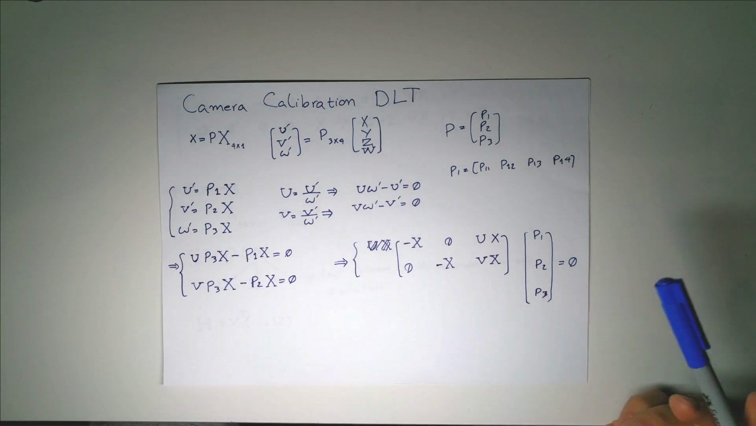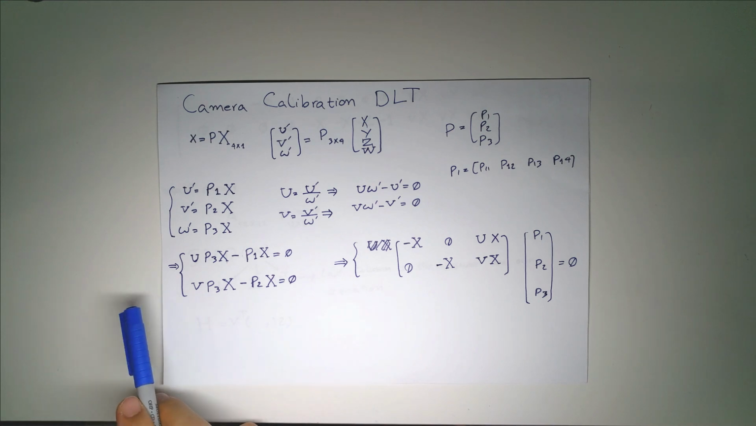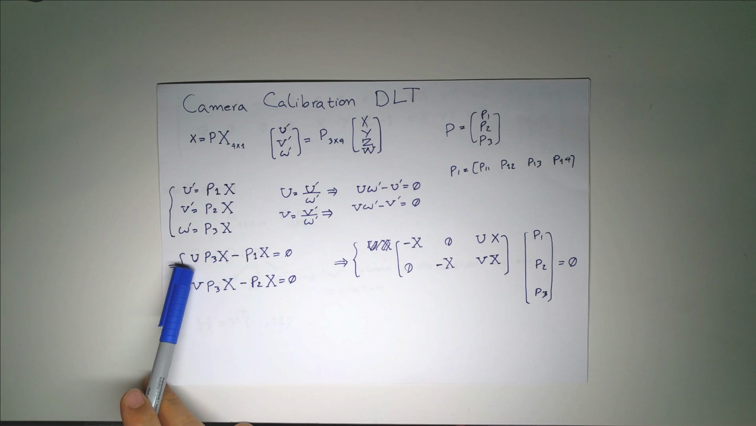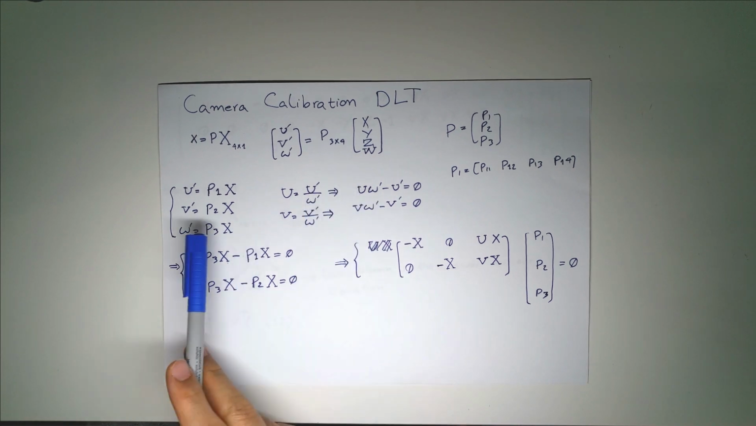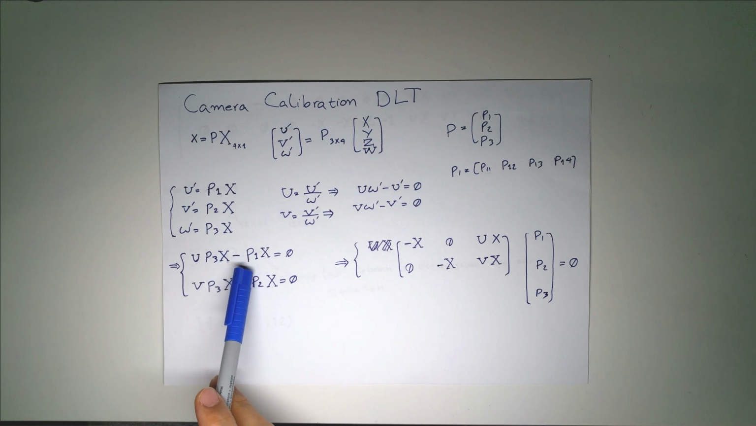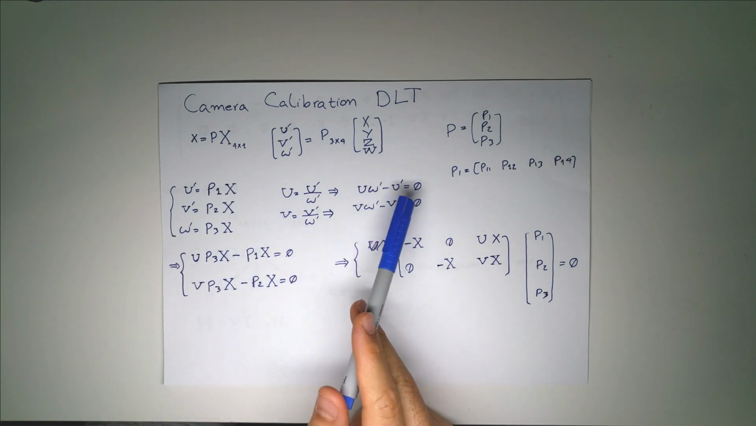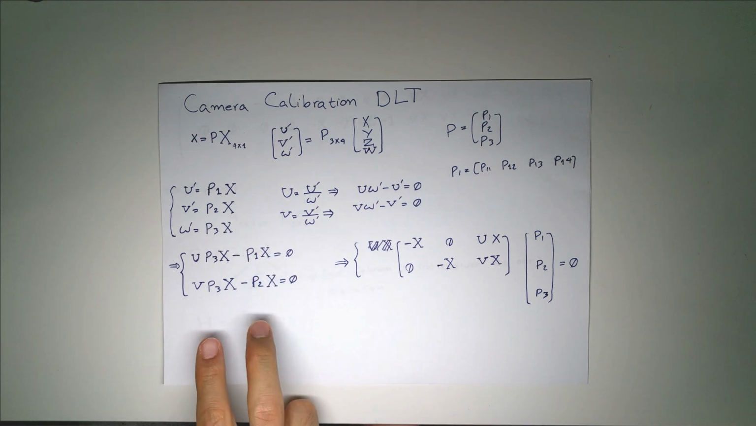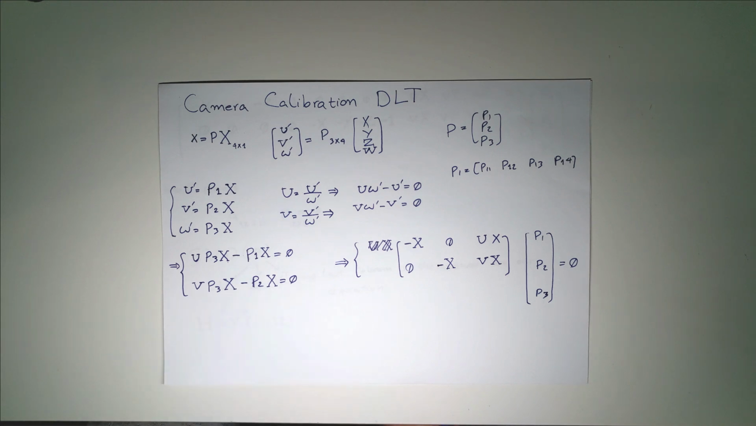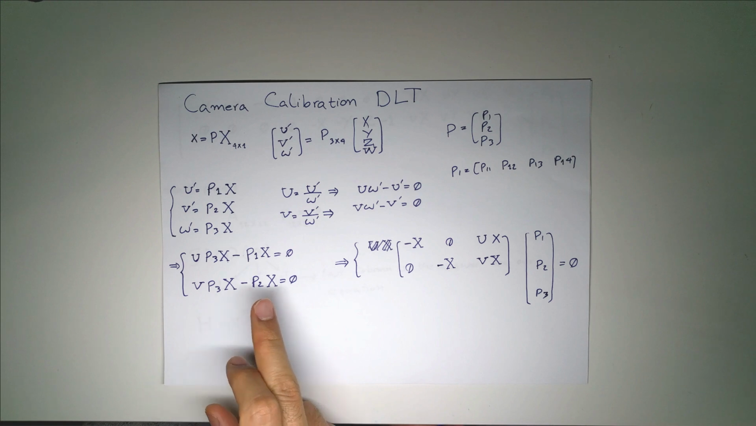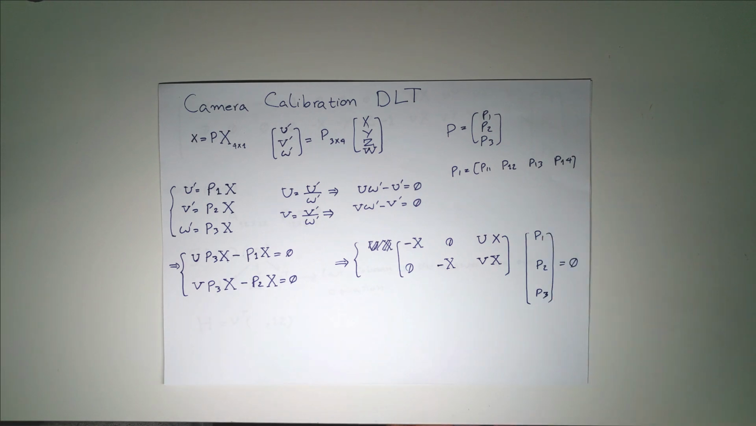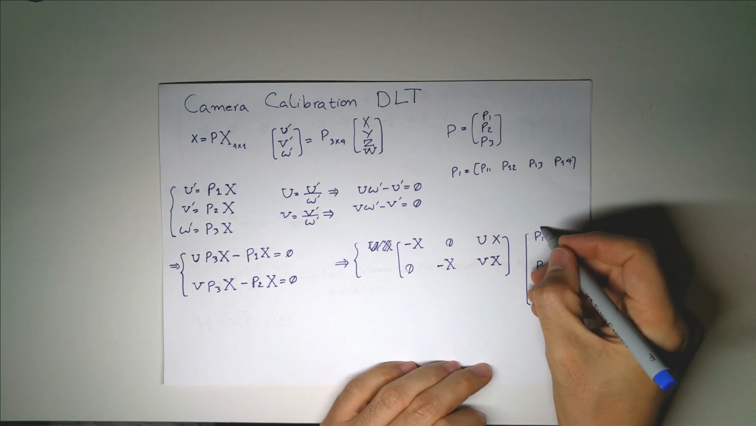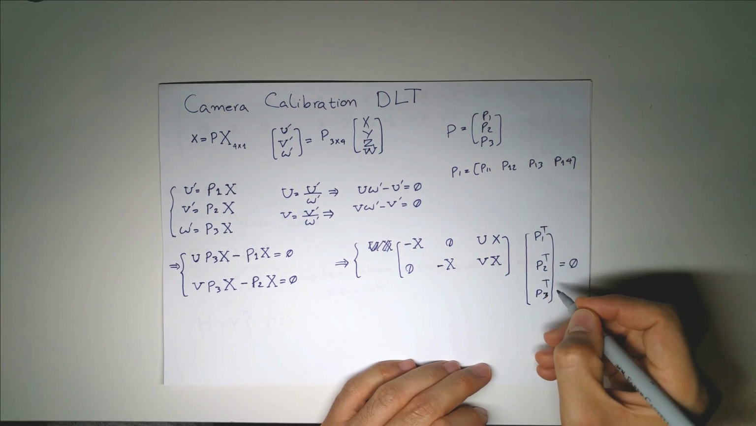So U and V are exactly the pixel values that I turn on. We have them because we can read the data from the sensor. So I just rewrite them like this: U multiplied by W prime, which is P3X, minus U prime, which is P1X, equal to 0, and also for the V. So if I rearrange all these equations and put P1, P2, P3 in a column vector like this, this actually should be transposed like this.